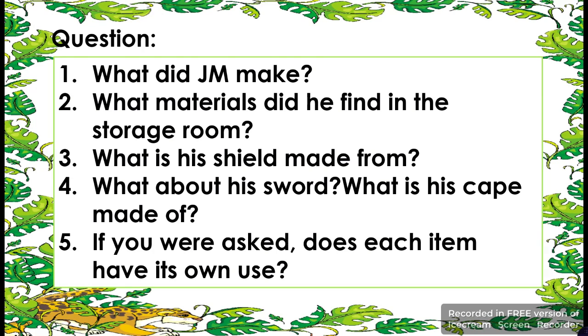Question number 1. What did JM make? Number 2. What materials did he find in the storage room? Number 3. What is his shield made from? Number 4. What about his sword? What is the key made of? And lastly, does each item have its own use?